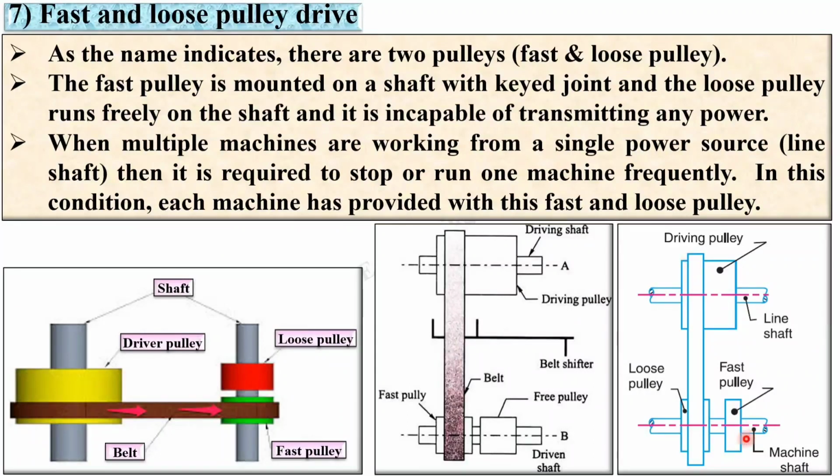So if you want to run the machine shaft, then you can arrange this belt with the fast pulley so that the machine shaft will rotate. If you want to stop this machine shaft, then you can mesh the belt with the loose pulley so that the machine shaft can stop.